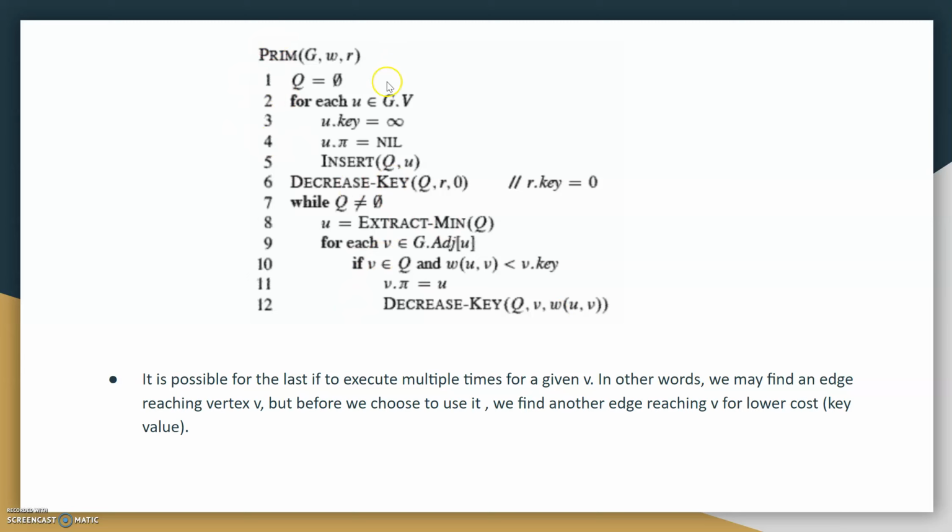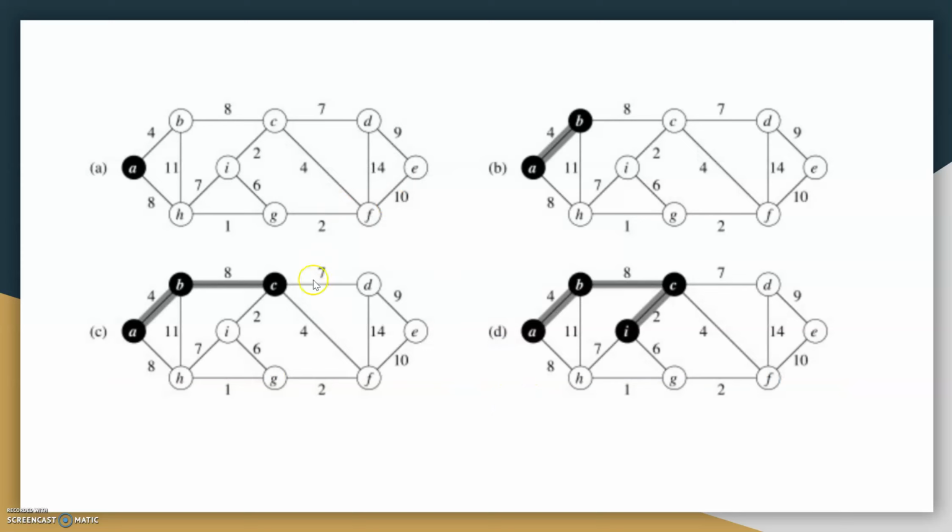In this code, it is possible for the last if statement, line 10, to execute multiple times for a given v. In other words, you may find an edge reaching vertex v, but before we choose to use it, we find another edge reaching v with a lower cost. So you will encounter this situation, but eventually you will reach the end, as you will see in the next example.